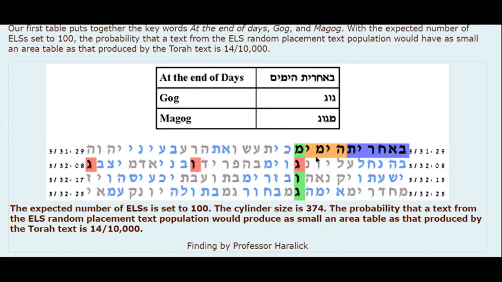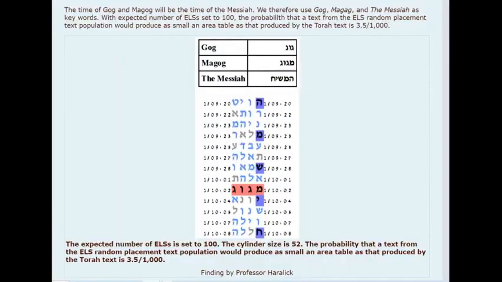We have the end of days, V'achit hayamim, MAGOG, GOG MAGOG, coming here, and 14 to 10,000, that's 1 in 2,000. This was a table which you will find by Professor Haralick, from his site, torahcode.us.